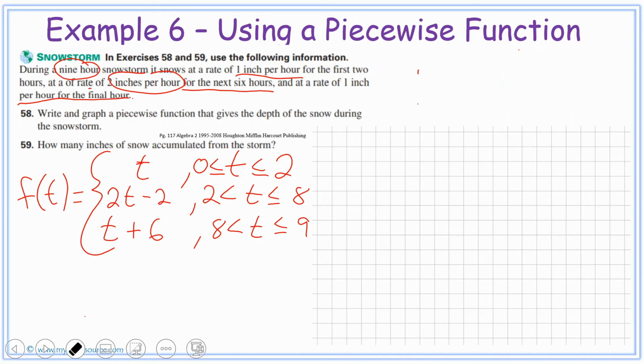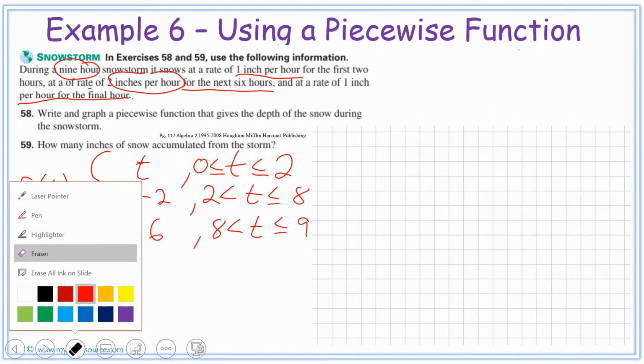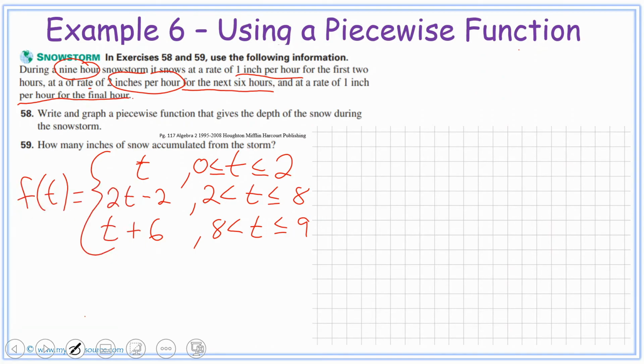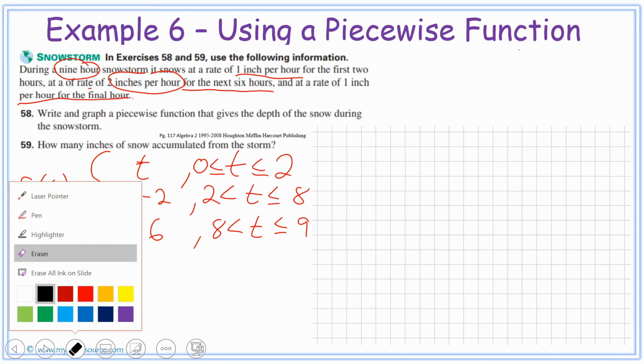So let me just make sure we identify what this function looks like. What you'll notice is that we need to go at least to 9 in our t-axis, and in our inches, which could be f of t, we're going to have to go up. We can always check it by substituting 9 into this, so 9 plus 6 is 15, so we need to go up as high as 15 there. All right, so let's go ahead and graph that.